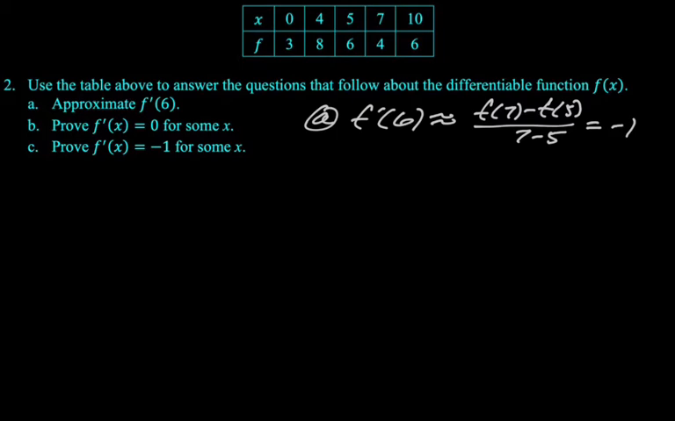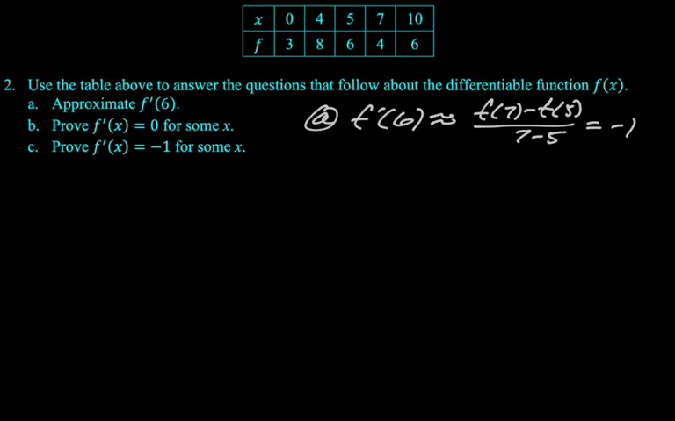All right, pretty good. Next up, we want to prove that f prime is equal to 0 for some x. I don't have a lot of options here because I only know that f is differentiable. I don't know that f is twice differentiable, which means I can't really apply the intermediate value theorem to f prime. So I'm probably going to have to use the mean value theorem.